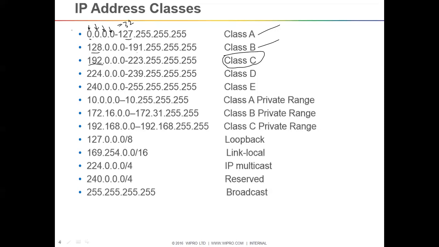The first octet represents which class the IP address is. Suppose the IP address is 2.3 dot something, look at the first octet: that is class A. If the IP address starts from 130 dot something, then class B. If it starts from 192 or 200 something, then class C. And class D is reserved for multicasting.